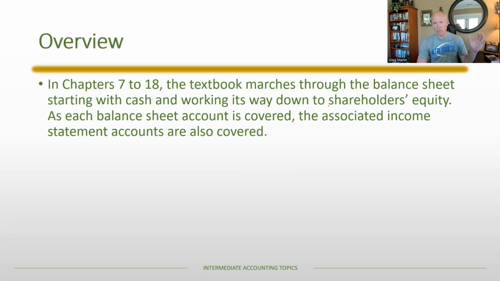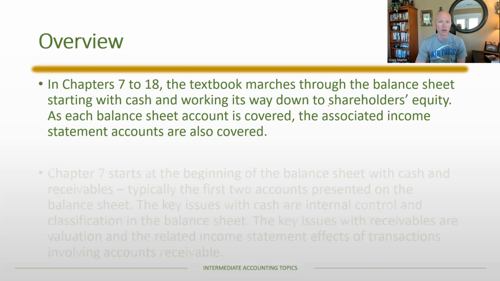So basically, as you move forward through the rest of the textbook, you're really going to walk through the balance sheet. That's essentially what's going to happen from chapter 7 to 18, starting with cash and receivables in this chapter. And then as you go into Intermediate 2, and then even into Intermediate 3, you're going to get into other aspects of that balance sheet. That's really the way we go through the rest of the textbook.